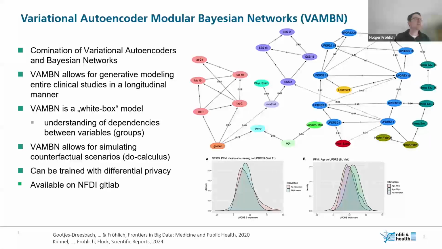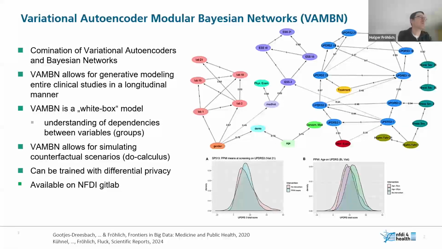And this approach allows for generative modeling of entire clinical studies, really in a longitudinal manner. And it is actually also a so-called white box model, because in essence, it allows you to understand also dependencies between variables or variable groups. So you can actually depict the model in form of a network, such as the one that is shown on the right-hand side.